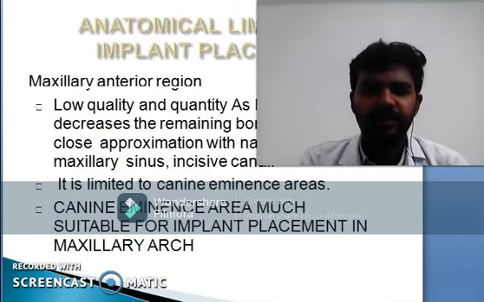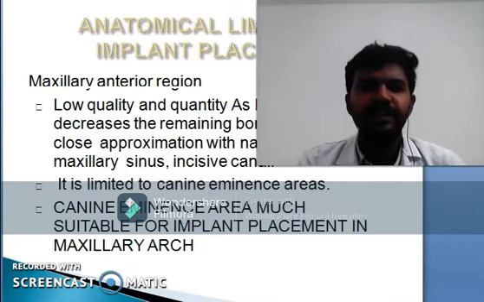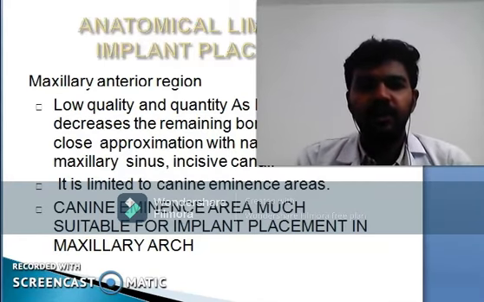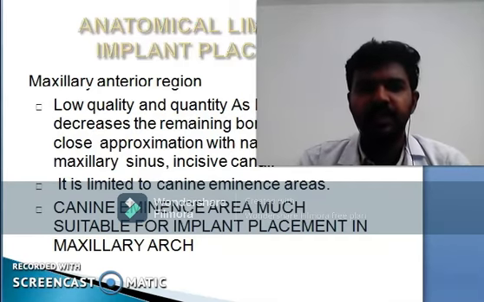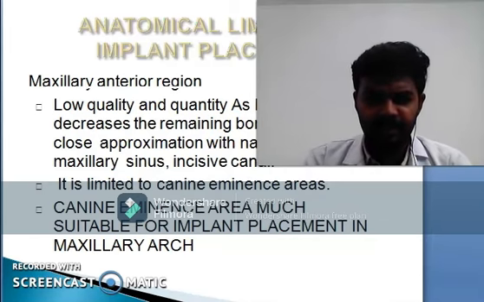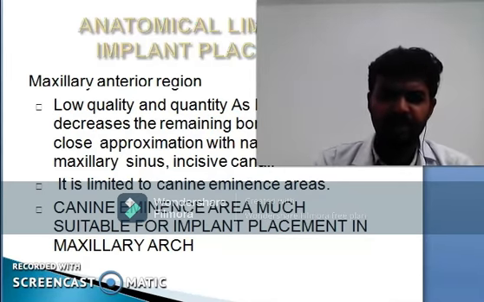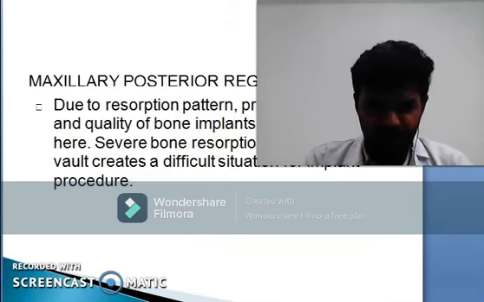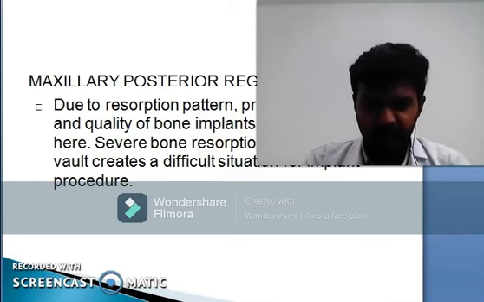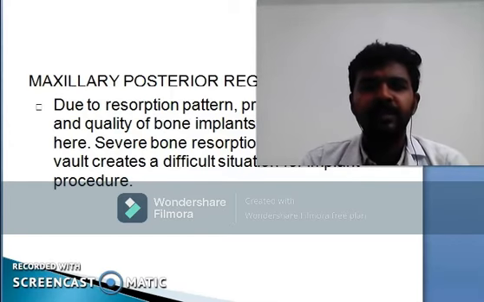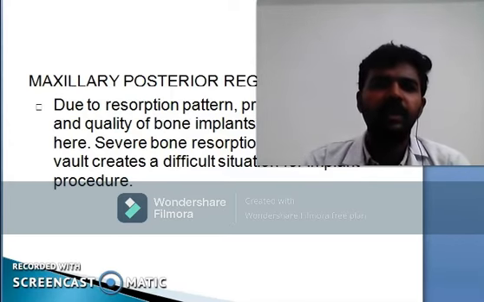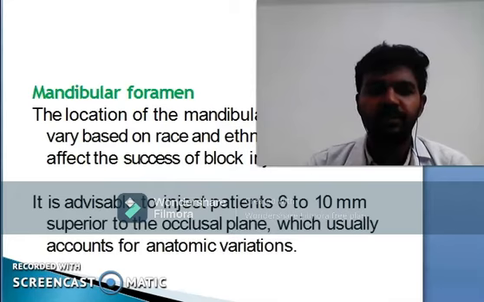Anatomical limits for implant placement. Maxillary anterior region: low quality and quantity of bone, as bone height decreases the remaining bone is narrow, in close approximation with the nasal cavity, maxillary sinus, and the incisive canal. It is limited to the canine eminence areas. The canine eminence area is much more suitable for implant placement in the maxillary arch. Maxillary posterior region: due to the resorption pattern, the proximity of the sinus and the quality of bone, implants are rarely placed here. The severe bone resorption and low palatal wall create a difficult situation for the implant procedure.